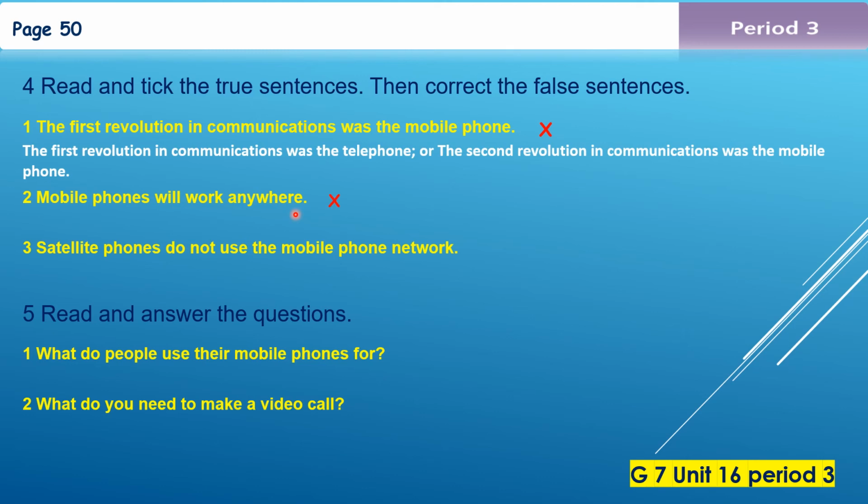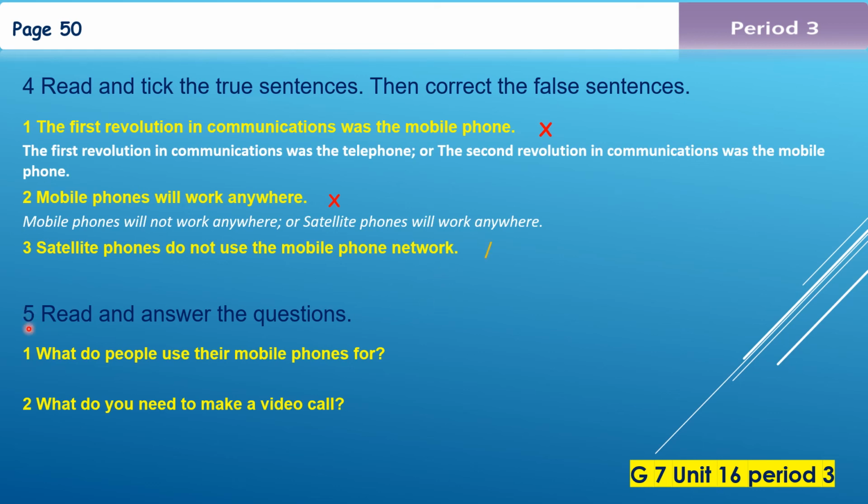Number 2. Mobile phones will work anywhere. What do you think? Of course false. Why? Because mobile phones will not work anywhere. Or you can say satellite phones will work anywhere. Number 3. Satellite phones don't use the mobile phone network. What do you think? Of course true.